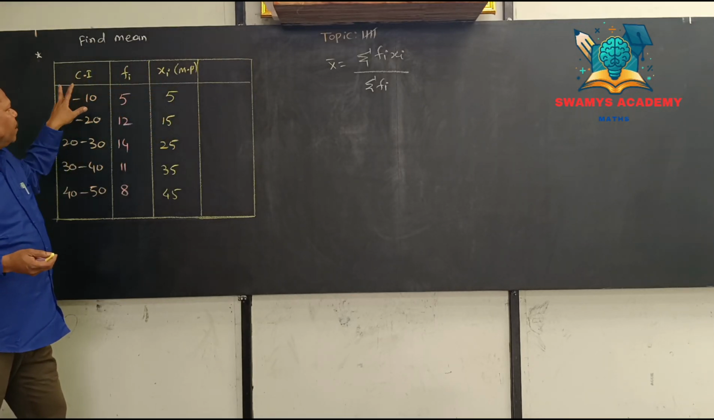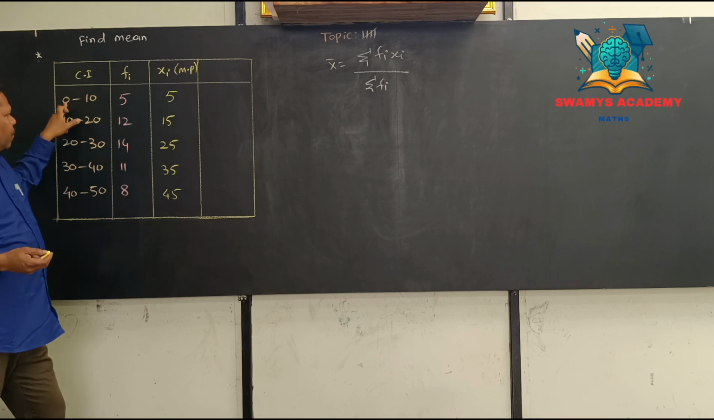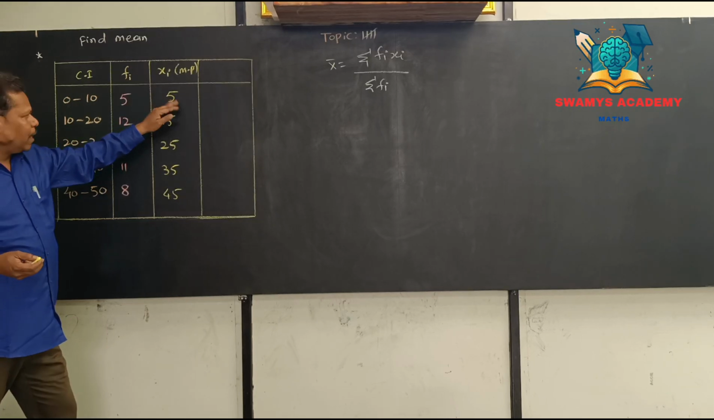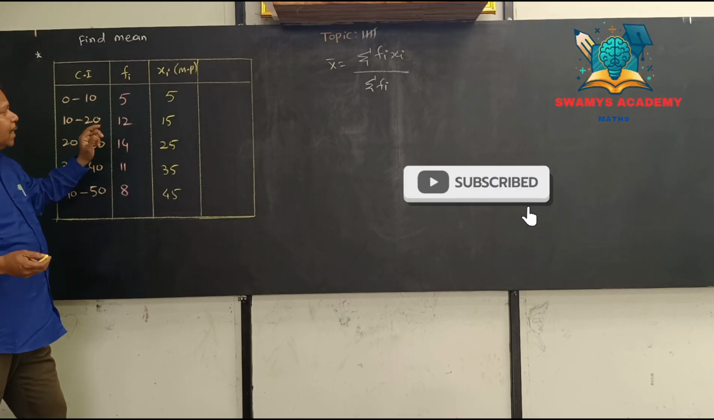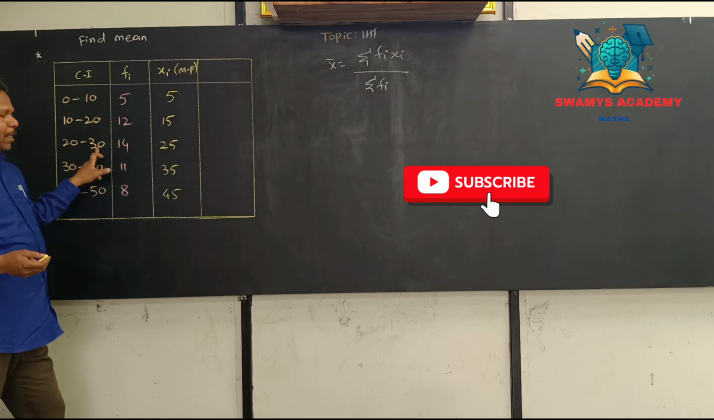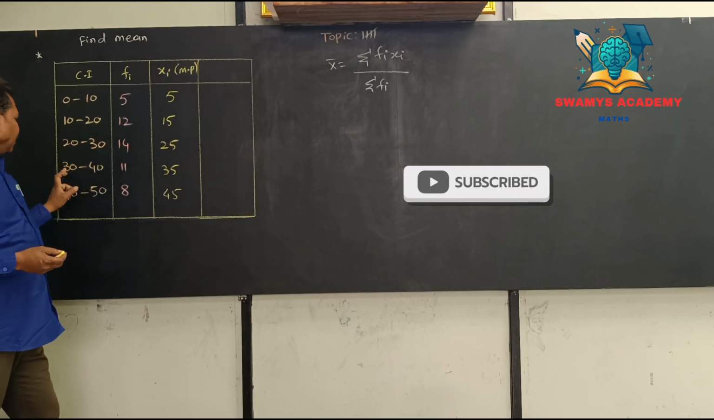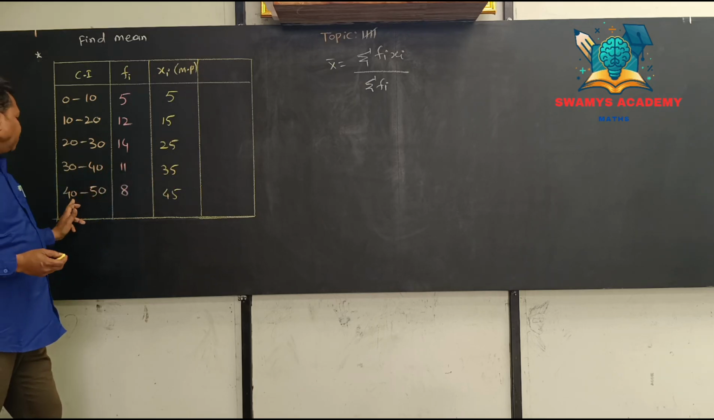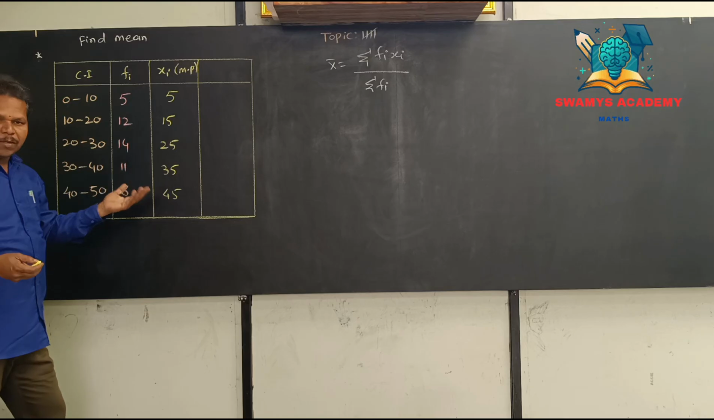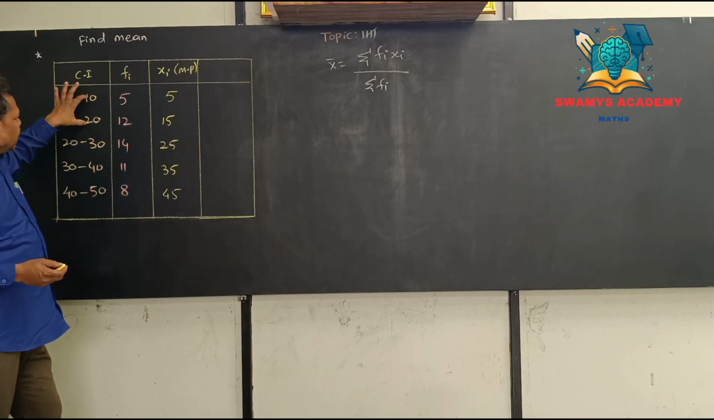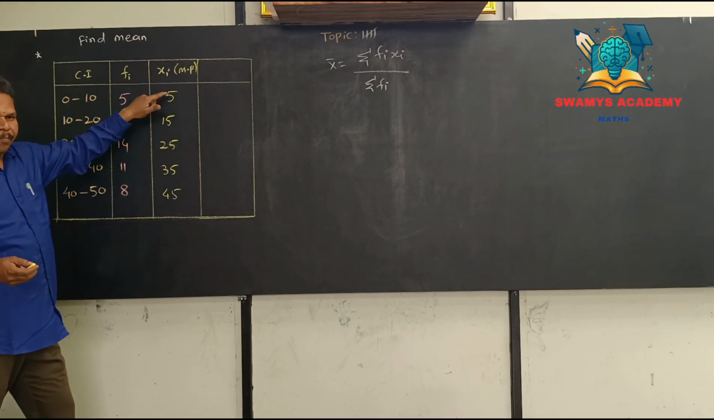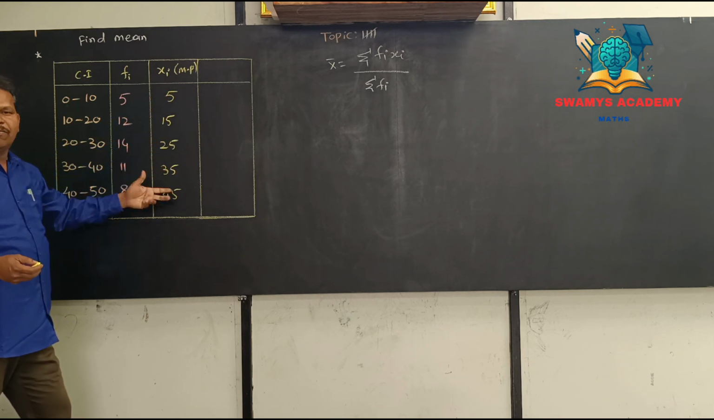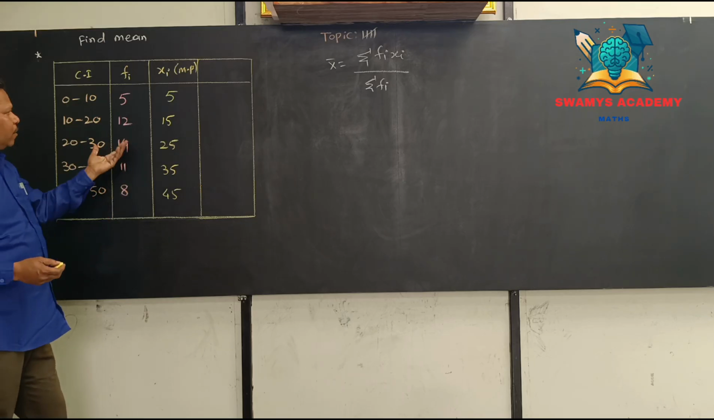Once again, xi is the midpoint of the class interval. We add the lower and upper limits and divide by 2. So 0 plus 10, 10 by 2 is 5. 10 plus 20, 30 by 2 is 15. 20 plus 30, 50 by 2 is 25. 30 plus 40 is 70, 70 by 2 is 35. 40 plus 50 is 90, 90 half is 45. Or we can say there is a difference of 10 each time, so we can just add it: 5 plus 10 is 15, 15 plus 10 is 25, 25 plus 10 is 35, 35 plus 10 is 45. Like that also we can do, whichever is comfortable.